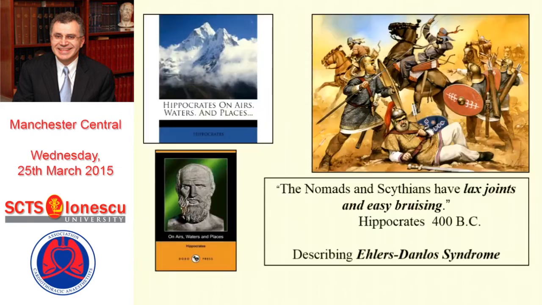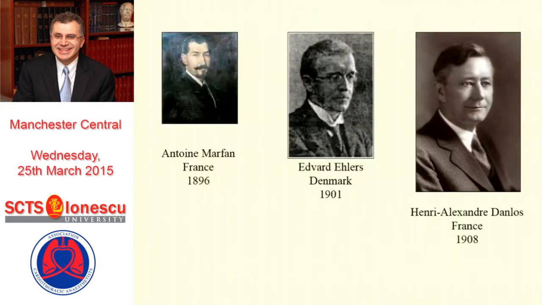So, historical glimpse. The first recognition that connective tissue disease ran in families was probably Hippocrates in his famous thesis on air, fire, and water. That was in 400 BC, when he noticed that the nomadic warriors had lax joints and easy bruisability. And then, of course, the other giants who contributed to the field, Marfan and Ehlers and Danlos.